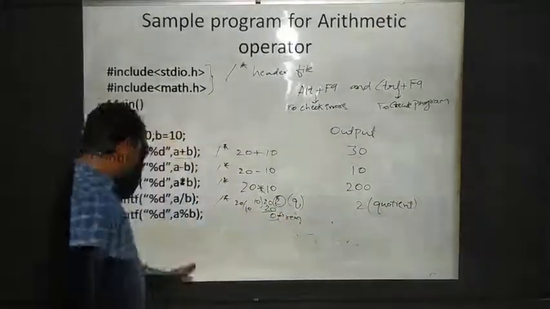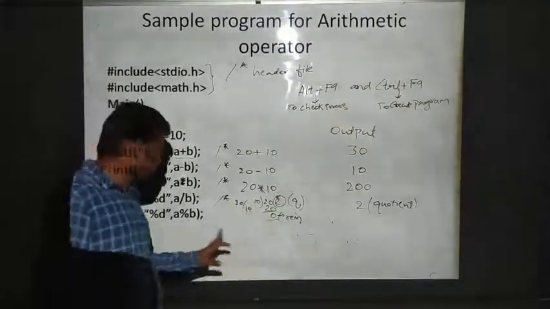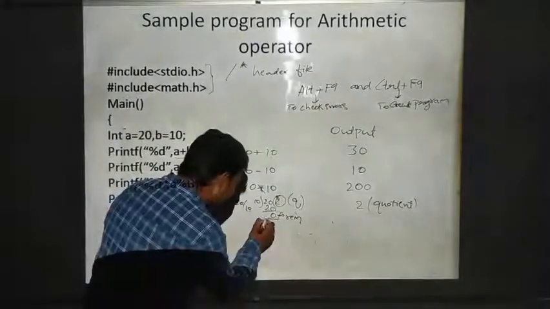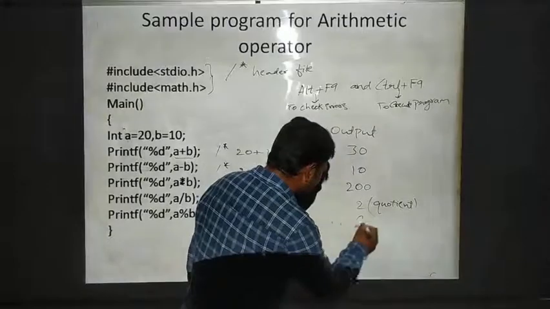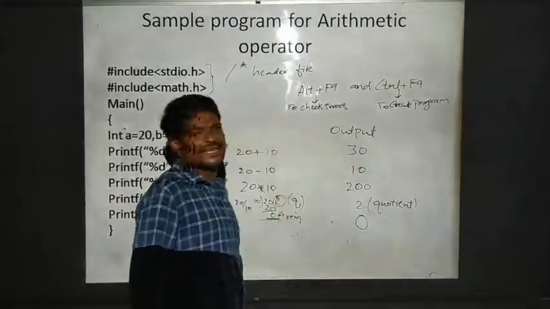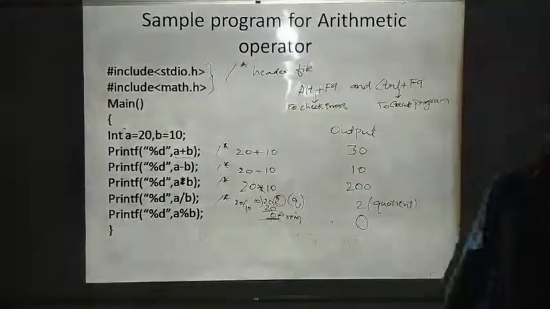Now, when we give percentage, A percentage B means modular division. Modular division prints the value which we get as the remainder. What are we getting here? Remainder 0. This is the output we can see on our screen. This is the sample program for arithmetic operators.